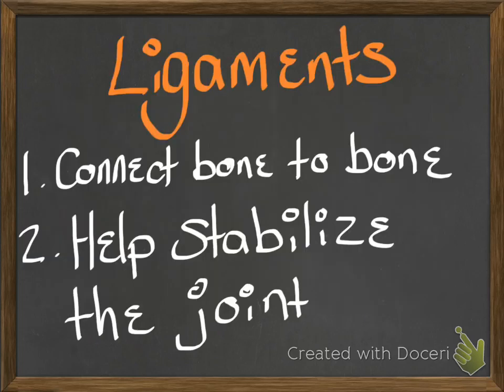Alright, ligaments. The 2 roles of the ligaments. 1, it connects bone to bone. 2, helps stabilize the joint. Really good notes to write down, guys. Ligaments, 1, connect bone to bone. 2, help stabilize the joint.